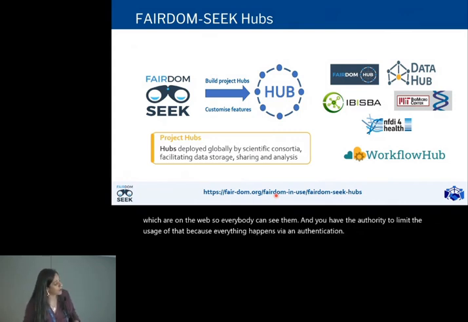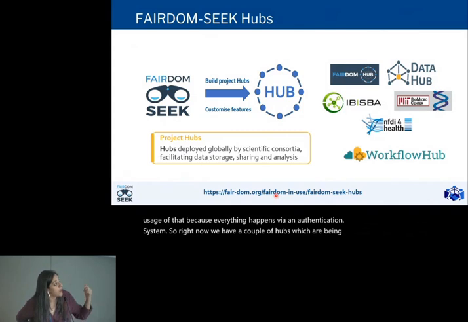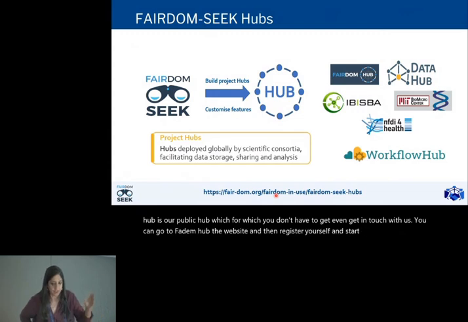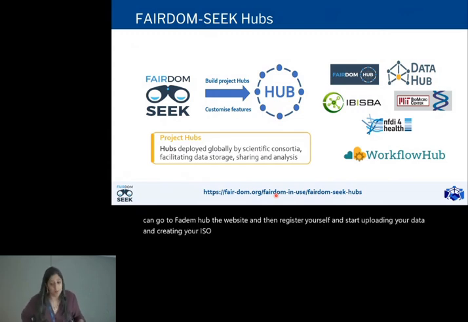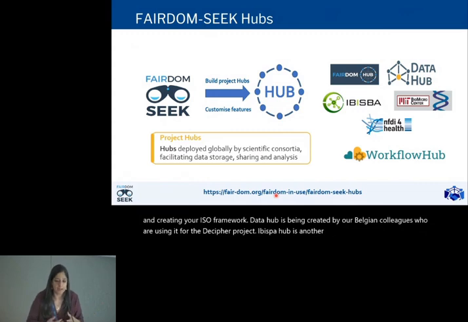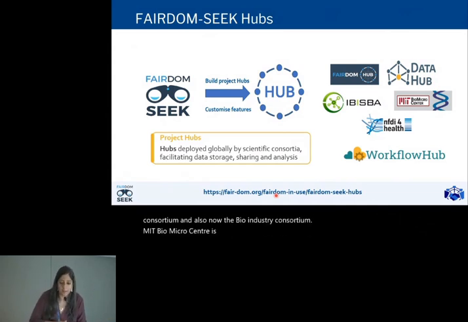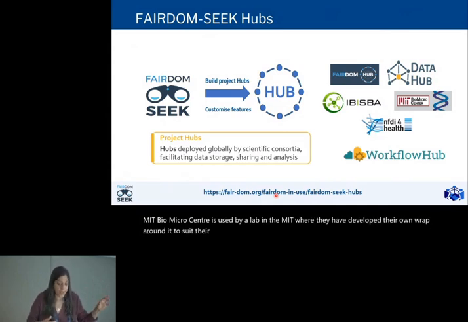So right now we have a couple of hubs which are in use. FAIRDOM Hub is our public hub, for which you don't even have to get in touch with us. You can go to the FAIRDOM Hub website, register yourself, and start uploading your data and creating your ISA framework. Data Hub is being created by our Belgian colleagues who are using it for the Decipher project. IBISBA Hub is another one used by the IBISBA ERIC Consortium and also now the Bioindustry Consortium. MIT Biomicro Center is used by a lab at MIT where they have developed their own wrapper around it to suit their needs, but the core of that is FAIRDOM SEEK.